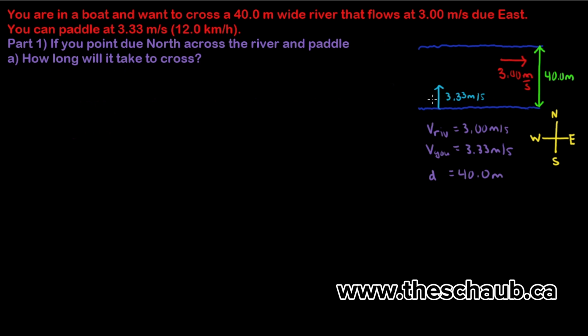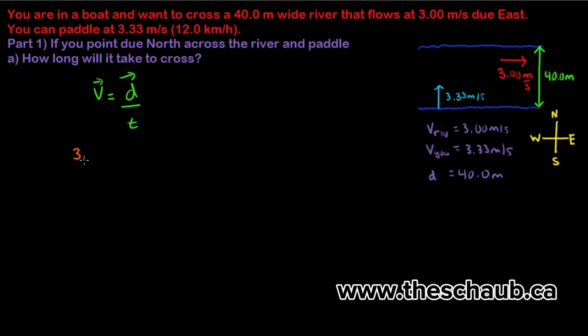So to calculate how long it takes to cross, the only velocity that matters is the velocity that you have as you're paddling across. There's no acceleration in this question, so we can just use our equation of motion to solve this. And that's v is equal to the displacement divided by the time. If we bring in our numbers here, the velocity we're looking for is the 3.33 meters per second, because this is the only velocity that will affect how long it takes you to cross.